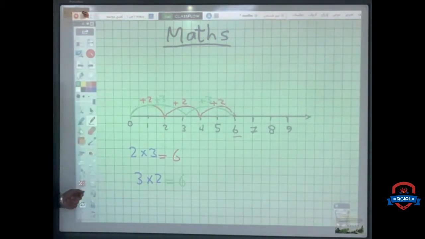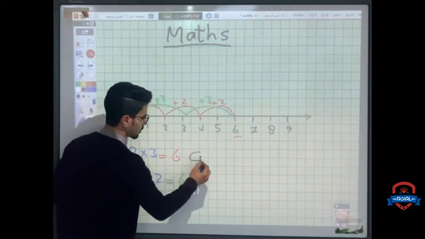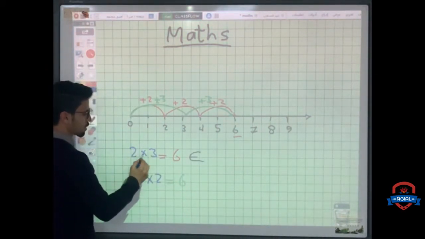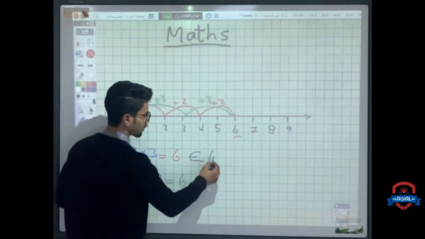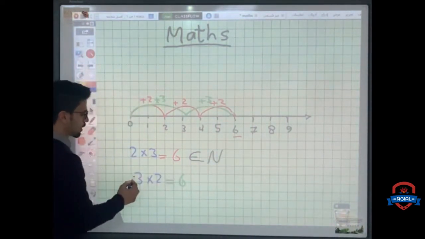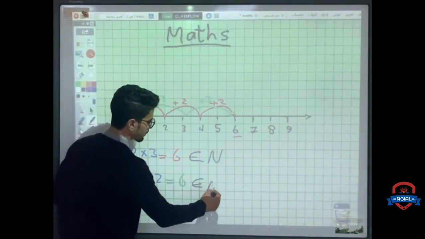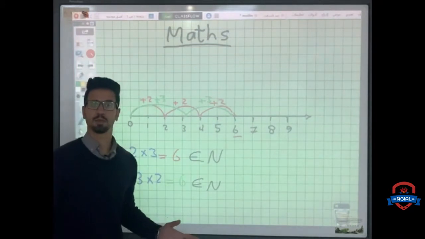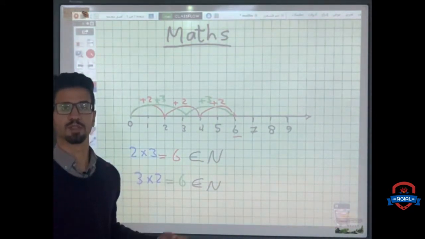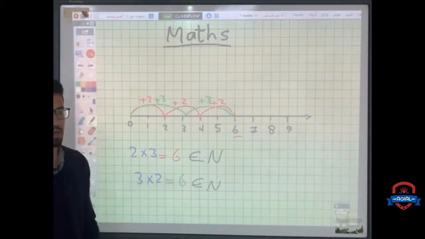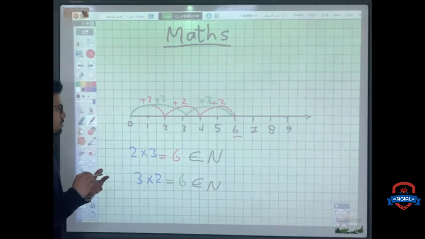And we notice that the product of any two natural numbers is also a natural number. So if we multiply any two natural numbers, the product will be a natural number. So 6 belongs to N. And if you multiply 3 times 2, 6 also belongs to N. And we had started that this property is called the closure property of multiplication in the set of natural numbers. So we have the commutative property and the closure property.